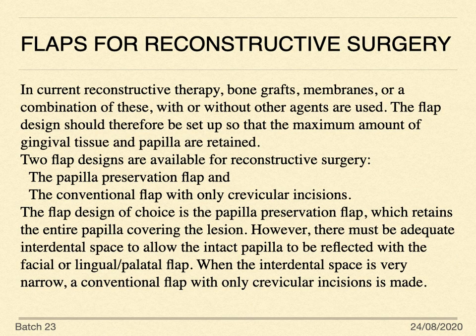So the final part is flaps for reconstructive procedures. Again, this is a pocket elimination surgery. In current reconstructive therapy, bone grafts, membranes, or combinations of these with or without other agents are used. The flap design should therefore be set up so that the maximum amount of gingival tissue and papilla are retained. For this, we have two procedures. One is the papilla preservation flap and another one is the conventional flap with only sulcular incision.